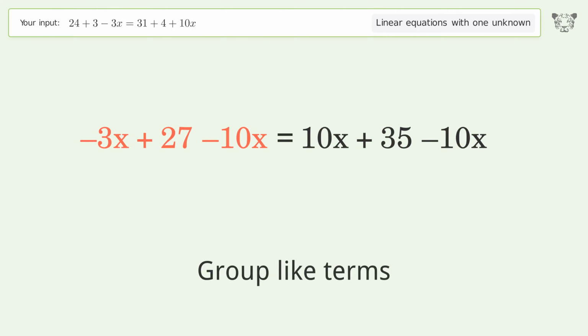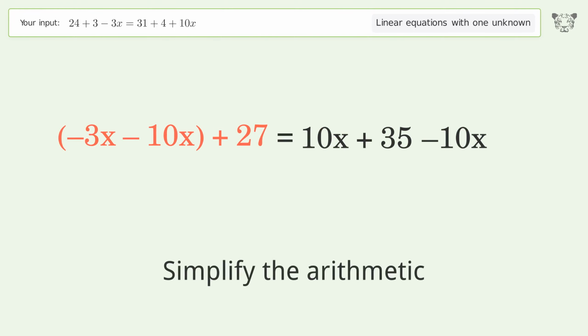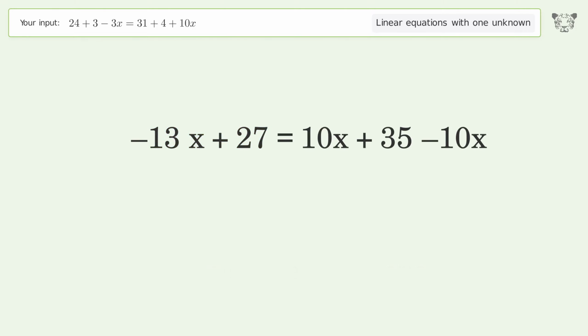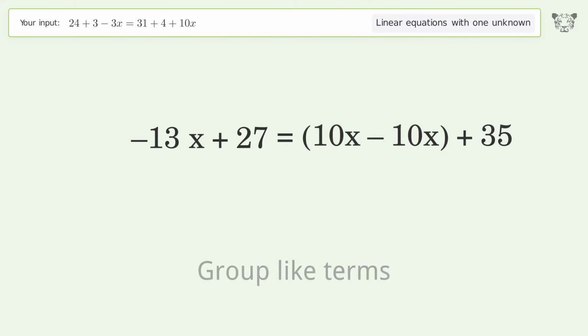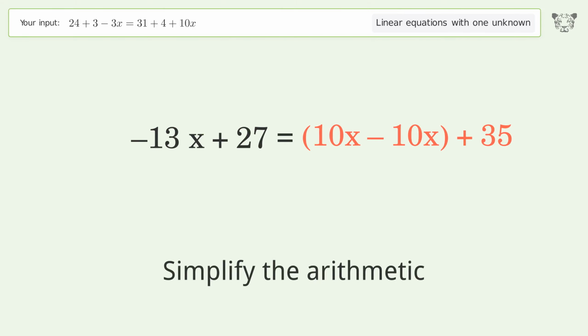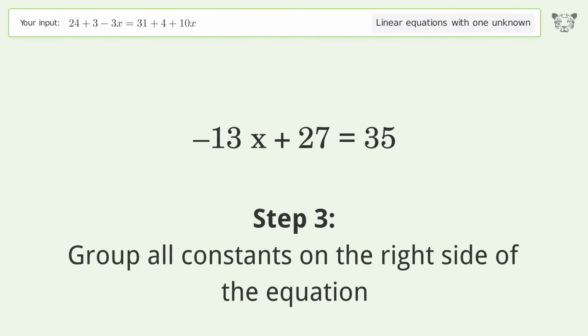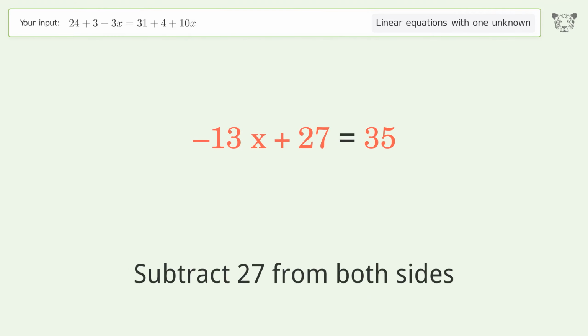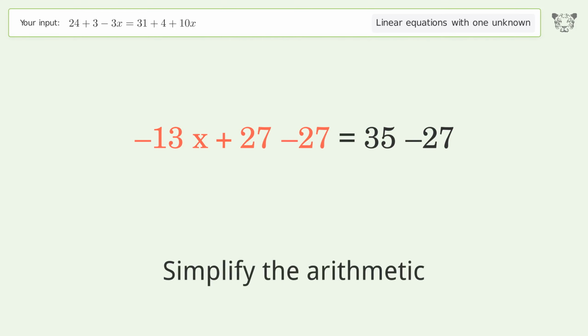Group like terms. Simplify the arithmetic. Group like terms. Simplify the arithmetic. Group all constants on the right side of the equation. Subtract 27 from both sides. Simplify the arithmetic.